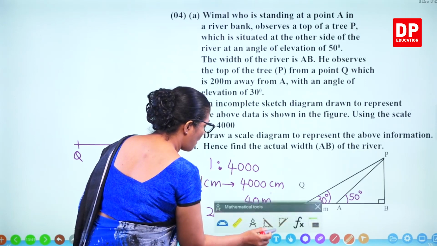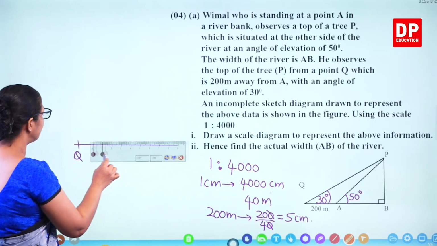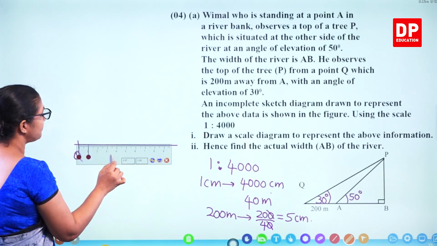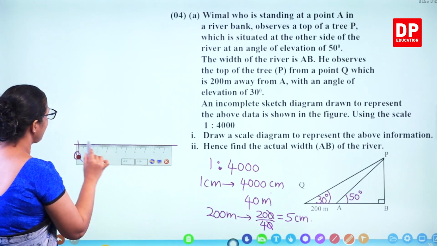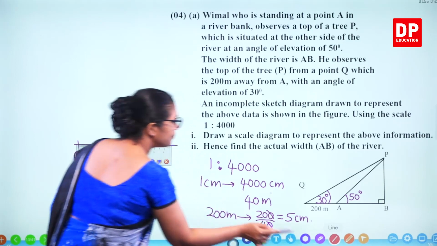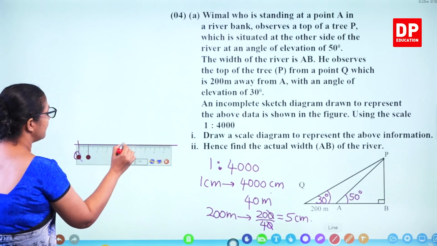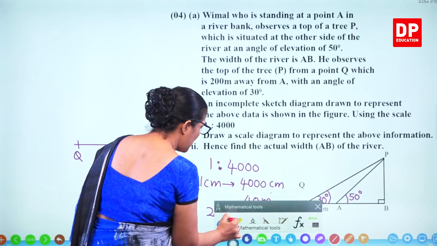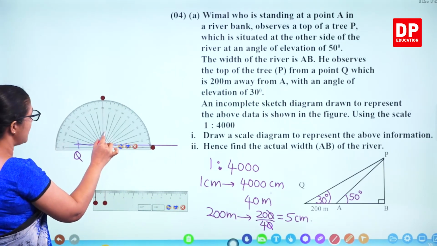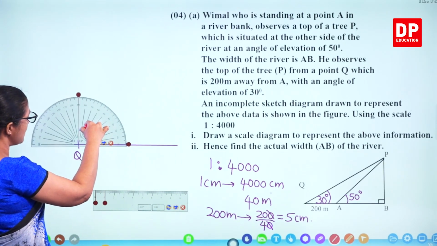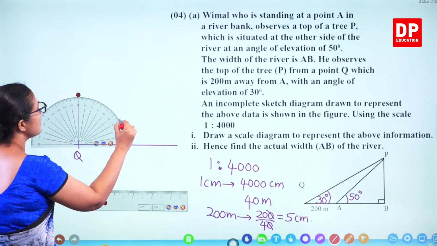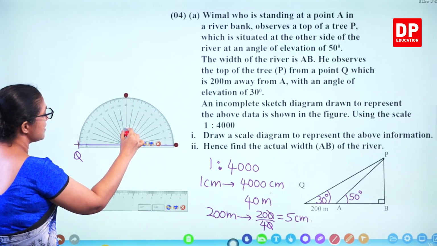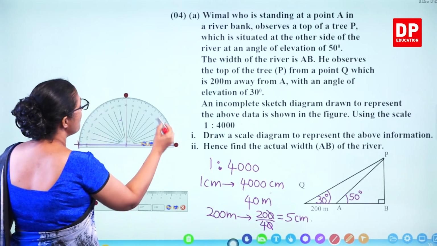Take a 5 centimeter length from here, five centimeter length. That's A. This is A. Then you have to measure angles. Use the protractor to measure a 30-degree angle here from this point, 30 here, so this line, and 50 degrees here from this point.